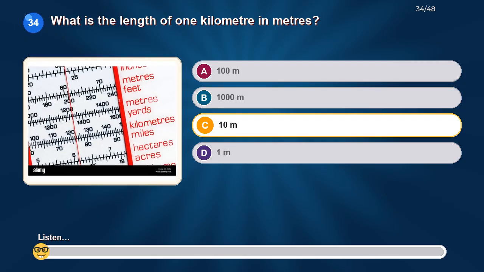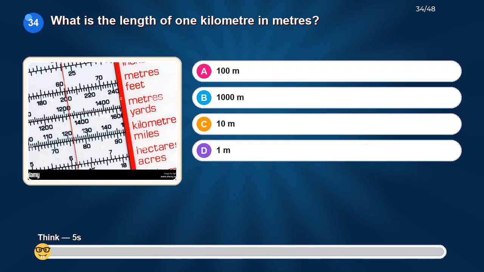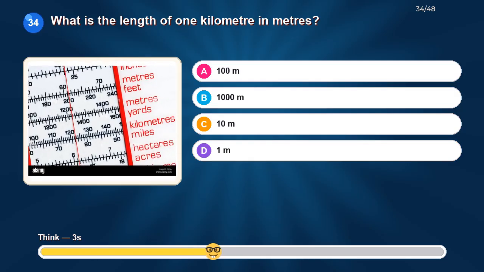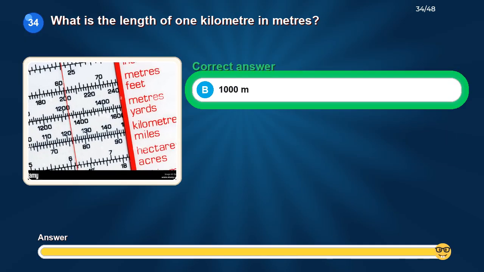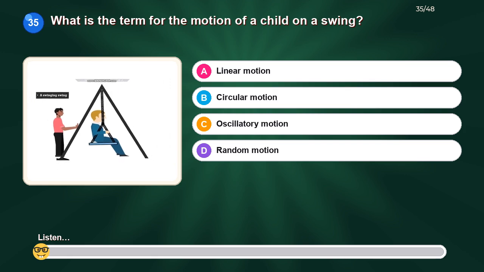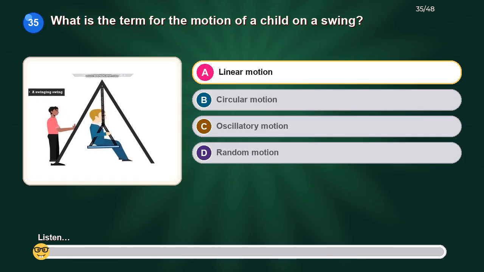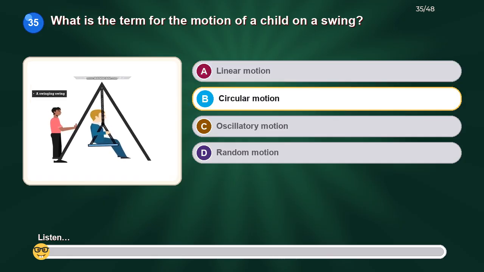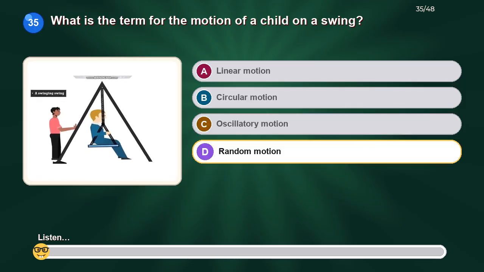Option C, 10 meters. Option D, 1 meter. The correct answer is 1000 meters. What is the term for the motion of a child on a swing? Option A, linear motion. Option B, circular motion. Option C, oscillatory motion. Option D, random motion.